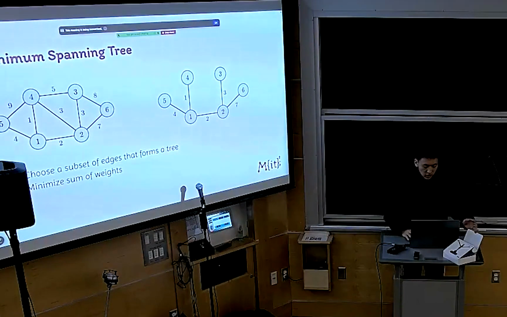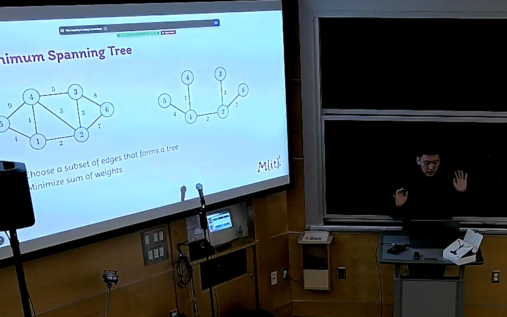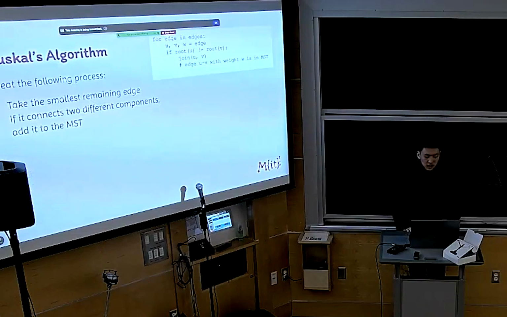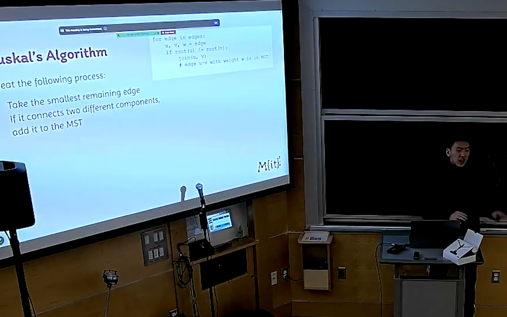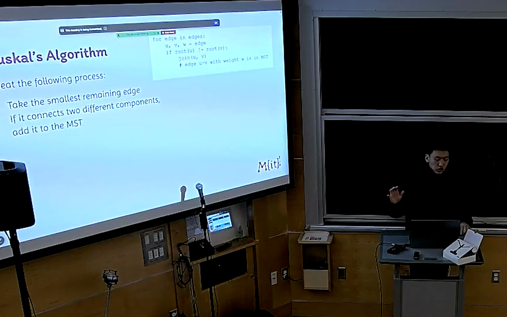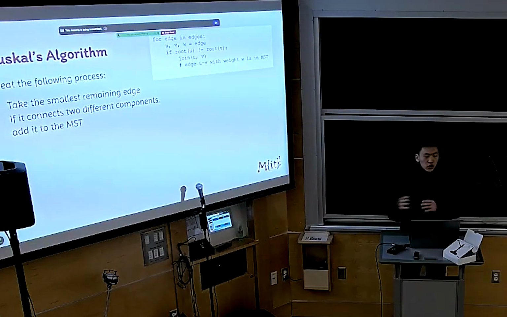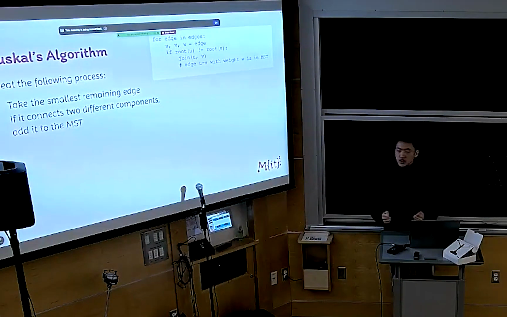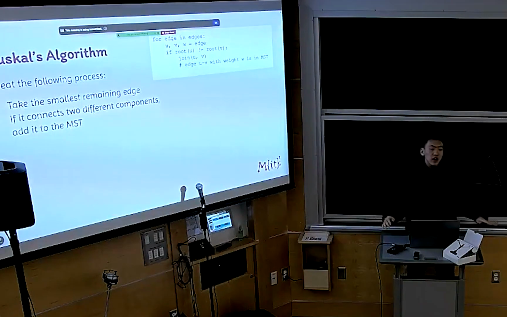And so the idea here is, let's say we are extremely greedy. Let's just take the smallest edge that is still in the graph. And if it connects two different components, we know that it can contribute to our tree, so we can just take it and add it to the MST. But if it doesn't, then we already know that these two nodes are connected and we'll never need this edge again. So we can just discard it.